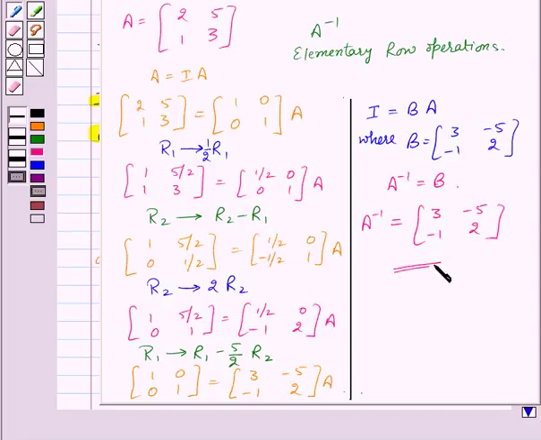So in same way we can find out A inverse using elementary column operations.